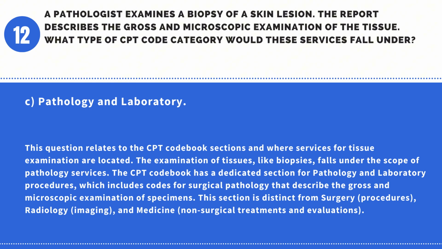Answer: C. Pathology and Laboratory. This question relates to the CPT codebook sections and where services for tissue examination are located. The examination of tissues, like biopsies, falls under the scope of pathology services. The CPT codebook has a dedicated section for pathology and laboratory procedures, which includes codes for surgical pathology that describe the gross and microscopic examination of specimens. This section is distinct from surgery, procedures, radiology, imaging, and medicine, non-surgical treatments and evaluations.